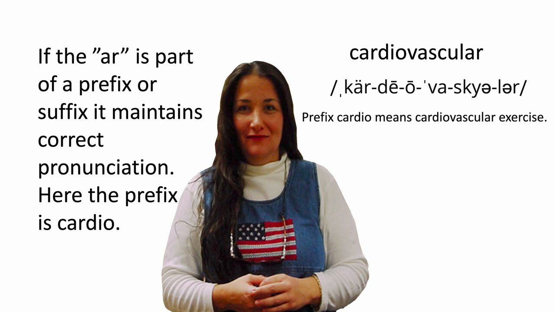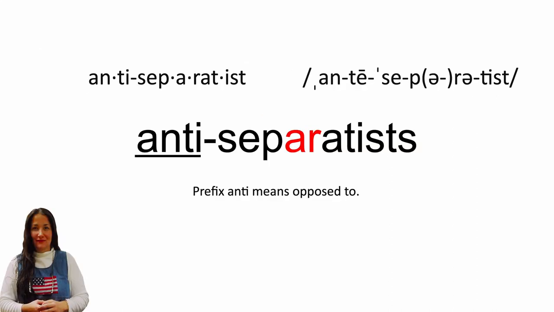Here we have another rule. If the AR is part of a prefix or suffix, it maintains its correct pronunciation. Here the prefix is cardio. Cardiovascular. The prefix cardio means heart. Here we have the word antiseparatist. The prefix anti means opposed to. Antiseparatist means opposed to the idea that one group or part of a country should be independent and have its own government.